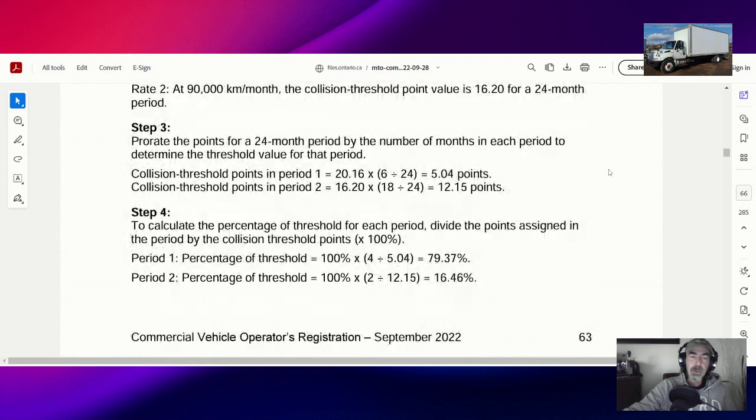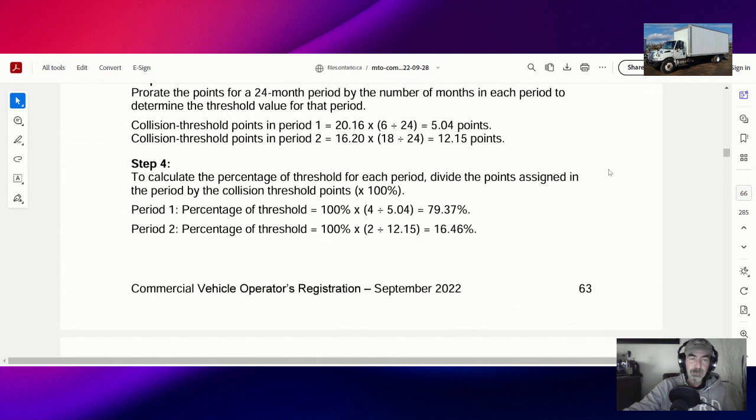Step 3, prorate the points for a 24-month period by the number of months in each period to determine the threshold value for that period. Collision threshold points in period 1, 20.6 multiplied by (6 divided by 24) equals 5.04 points. Collision threshold points in period 2 equals 16.2 times (18 divided by 24) equals 12.15 points.